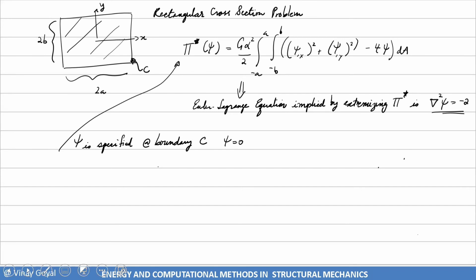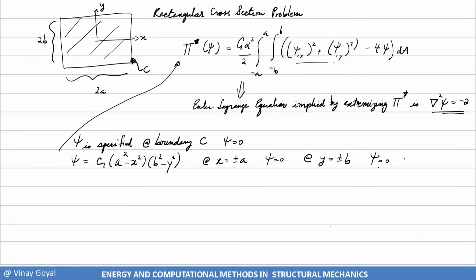So all I have to do is select an approximation function that is a good one. And I'll select something simple. This works really well because at x equals plus or minus a, psi is 0. At y equals plus or minus b, psi is 0. So this satisfies the boundary condition exactly. And all I have to do is plug psi into this equation. That's all I have to do.